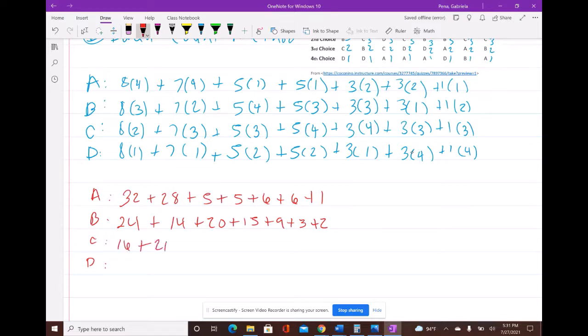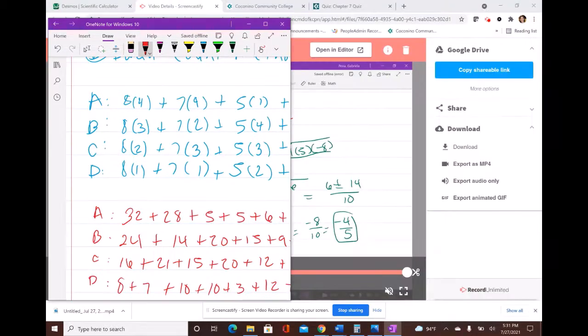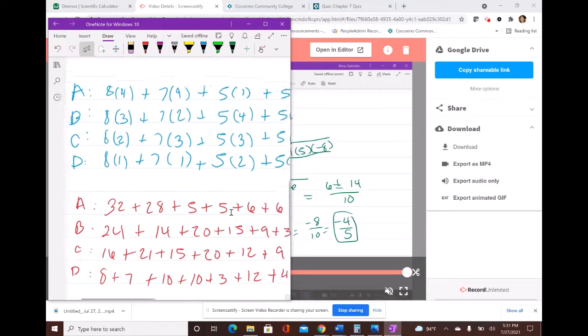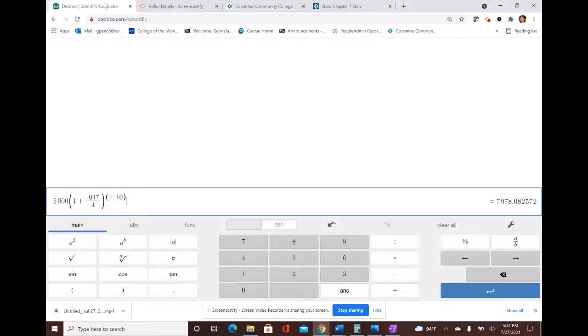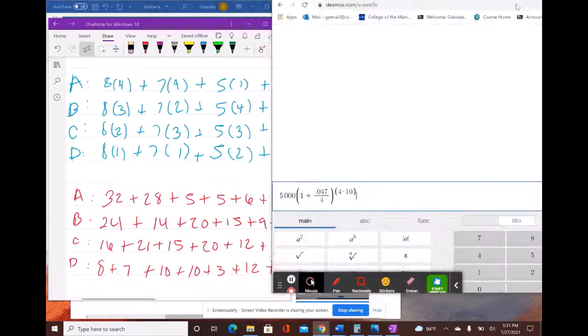16 plus 21 plus 15 plus 20. So I am just multiplying these numbers and writing them here. 8 plus 7 plus 10 plus 10 plus 3 plus 12 plus 4. So I'm going to minimize this. Look for decimals. Let me minimize that.